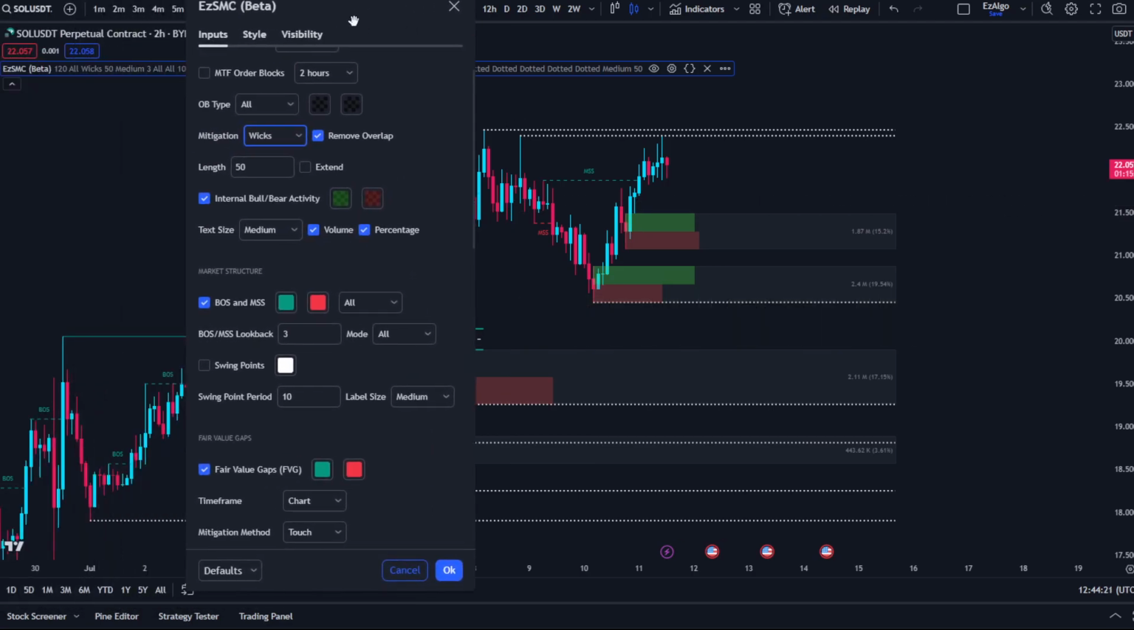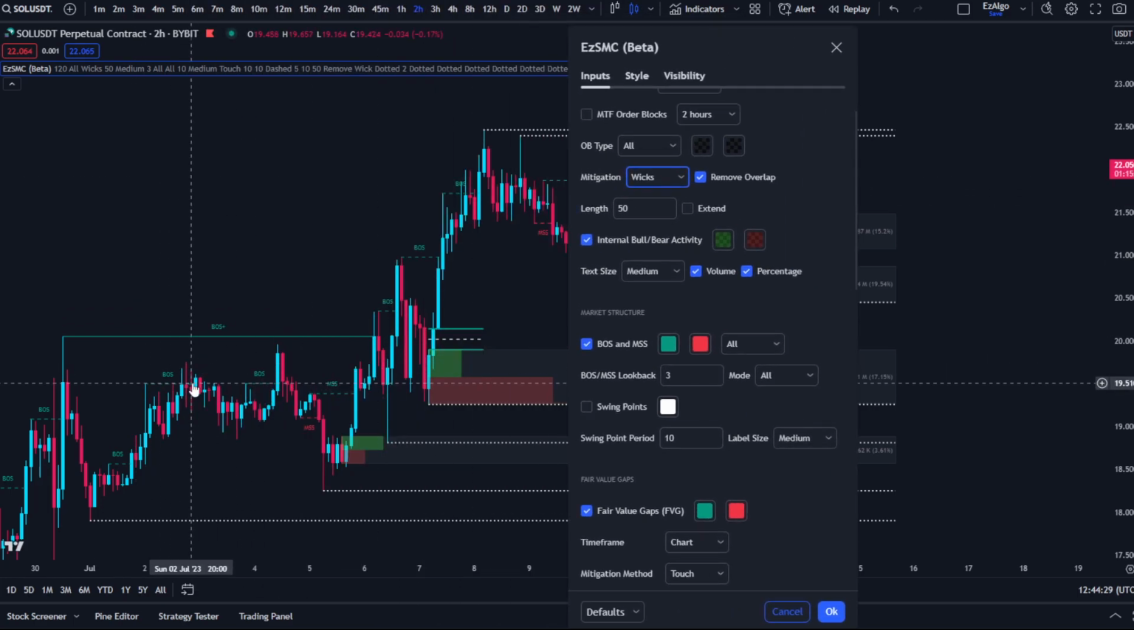So what does that mean? Well, a break of structure is a continuation of the trend. All right, let me say it again, a continuation of the trend. If you are in an uptrend and price breaks the recent high and closes above, right, has to close above, that is a valid break of structure. Now, a market structure shift is when the market structure is shifting.